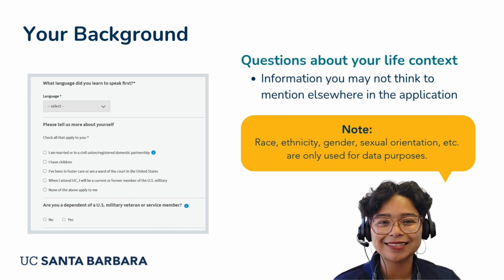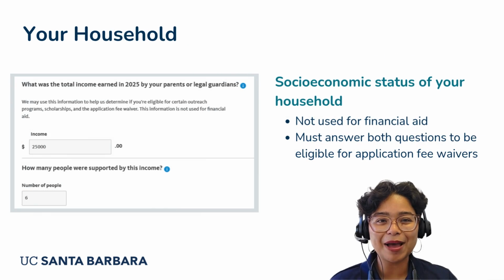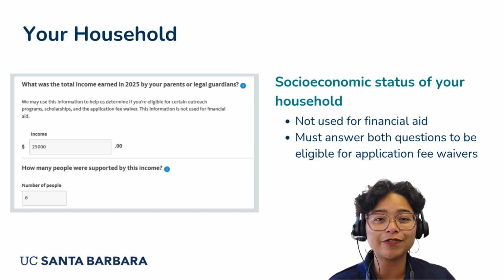Select no or yes. UC campuses offer specific resources for students who share these details with us, and it is an opportunity for us to better understand our applicants. Please note that UC admissions selection is a holistic process, and we will never penalize students for information that is included in their application. The About You section of the UC application will inquire about your household, meaning the socioeconomic status of your household or family.